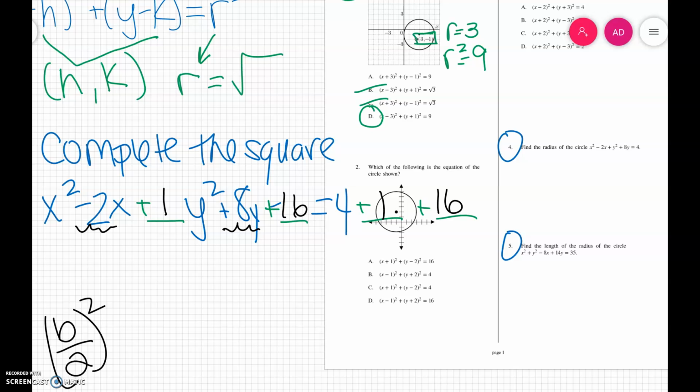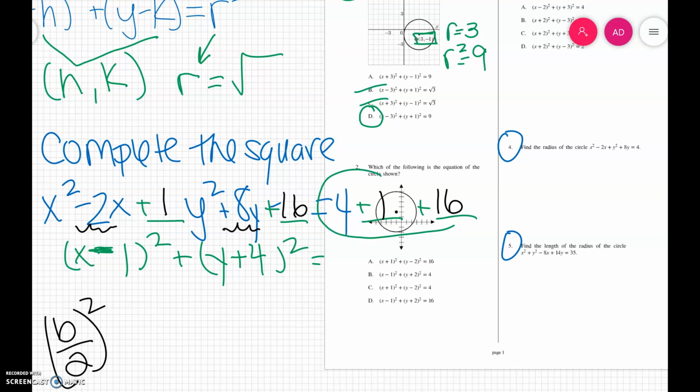Completing the square allows us to now factor the perfect square trinomials, x and y. This is a minus because there's a -2. And we could take the square root of 1, which is 1, or take half of 2, which is 1. In the y parentheses is going to be a plus because the middle term is a plus. We could take the square root of 16 or half of 8 gives us 4.